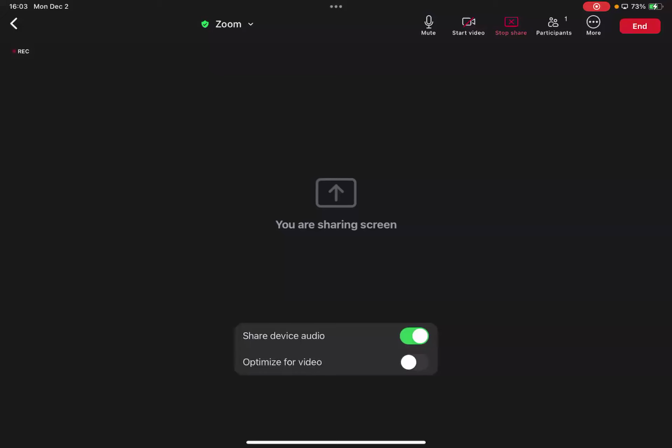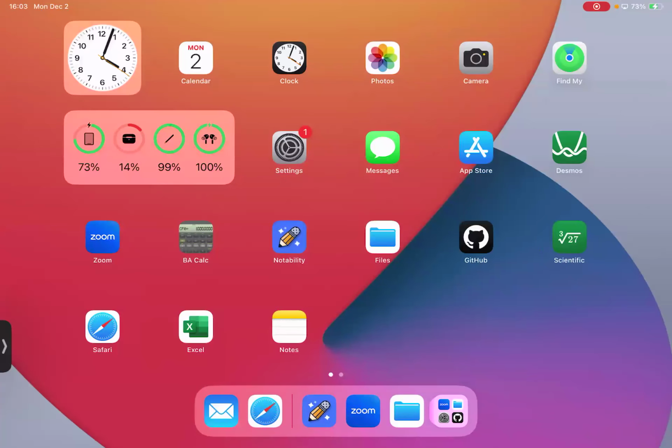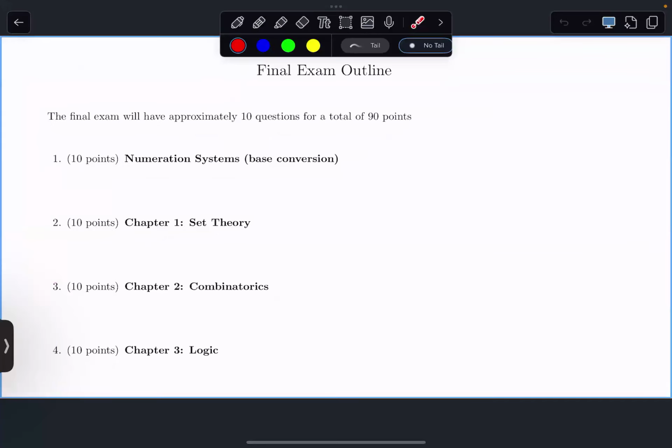Here we go. Final exam review day. So what I've done is I've put together an outline of the topics and how many points I would put on it. Okay? But because you're here, as long as we stick to the total of 90 points within reason, I'm a little bit flexible on the distribution of these points.